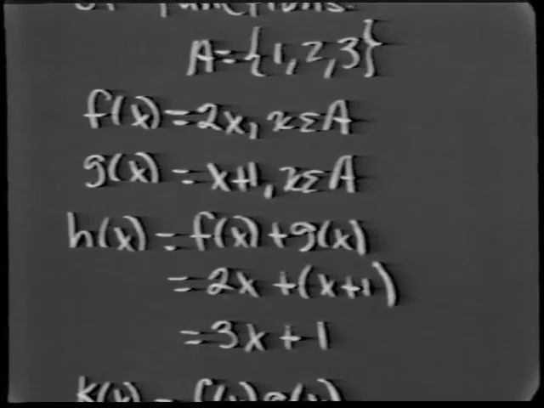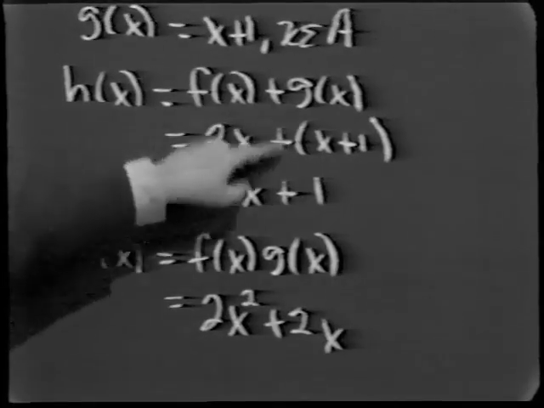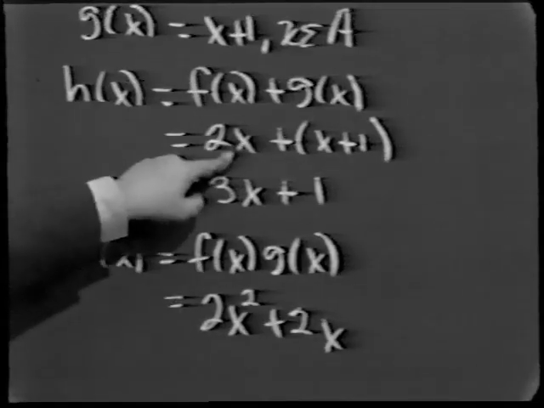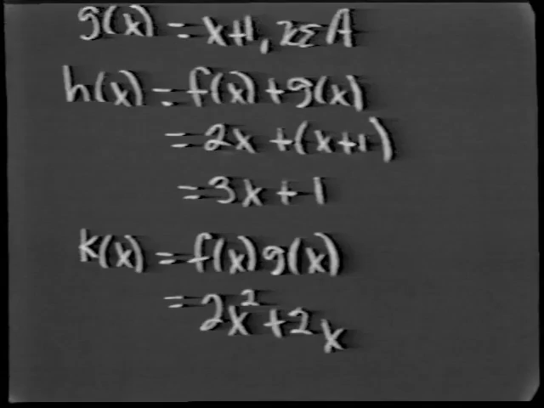In a similar way, could I have multiplied these two? Well, sure, again, f of x is 2x, g of x is x plus 1. If I multiply these together, I get what? 2x times x plus 1, which is the same as 2x squared plus 2x.